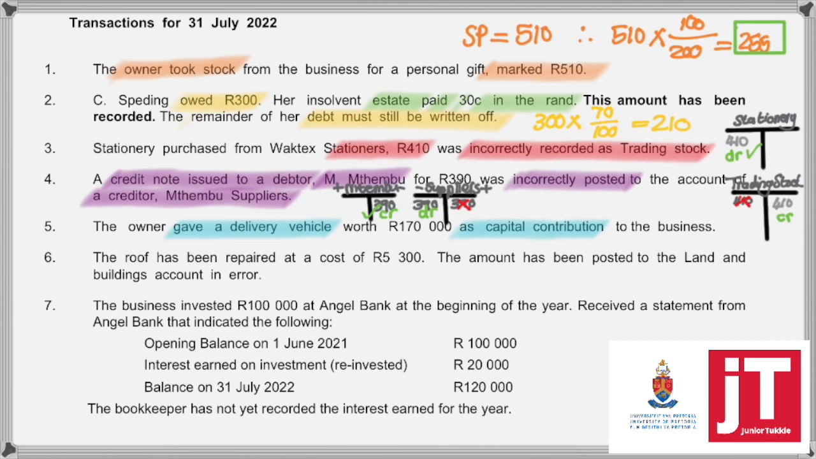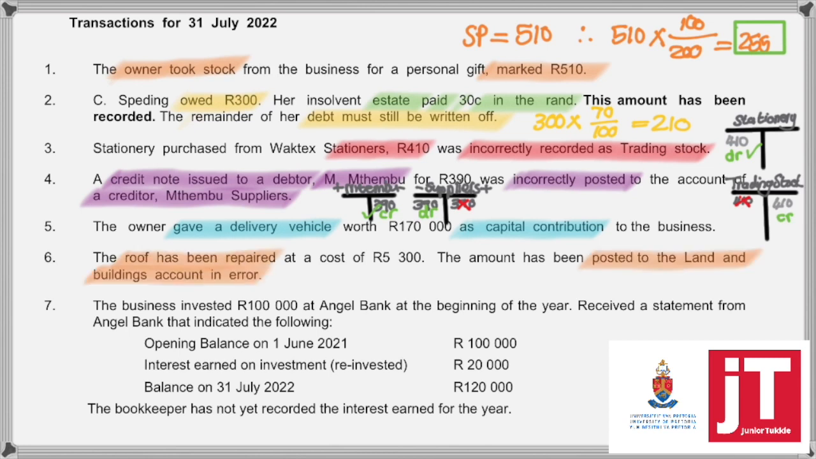Then the owner gave a delivery vehicle worth 170,000 Rand as a capital contribution. Now, because he gave a physical item as contribution, this must be recorded in the General Journal. Usually, if he contributed cash, it would have gone to the CRJ.